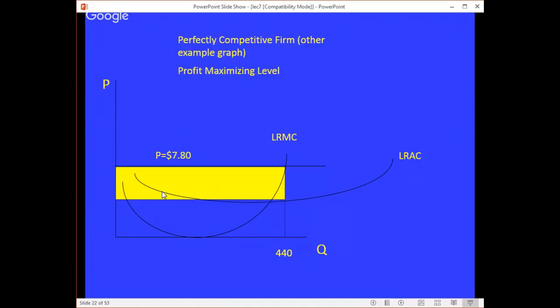As we're going to see later on, the difference between where price equals our long run marginal cost curve and down here where that quantity intersects our long run average cost curve gives us how much profit this firm is making. So it's basically making this yellow triangle here. So that's 440 times the difference between the price, which is 780, and our long run average cost, which we haven't talked about. I multiply that by 440, and that gives me my total profit.